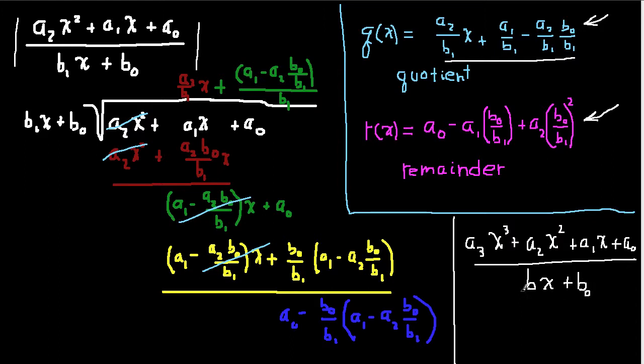So I want you to do this as a homework problem and see what you get for the quotient in that case, and for the remainder.